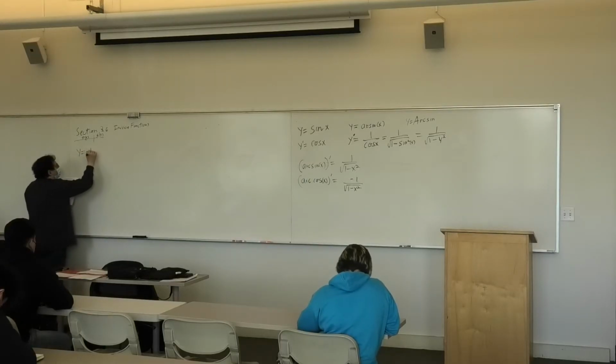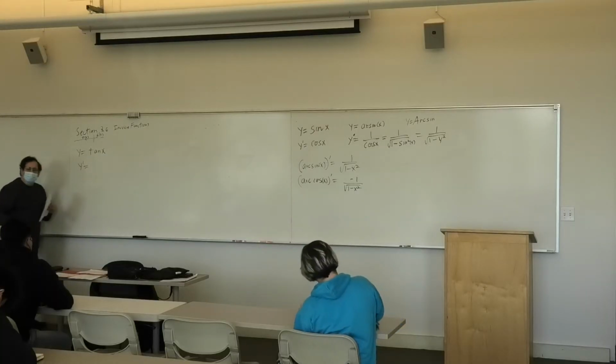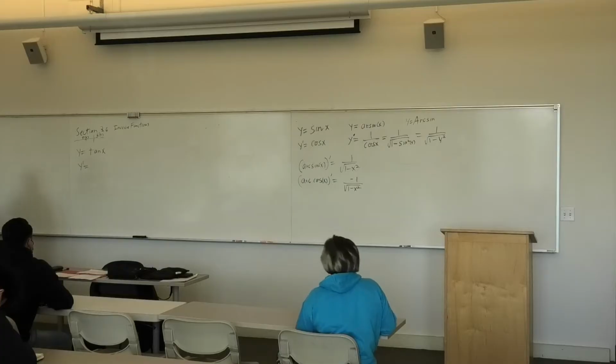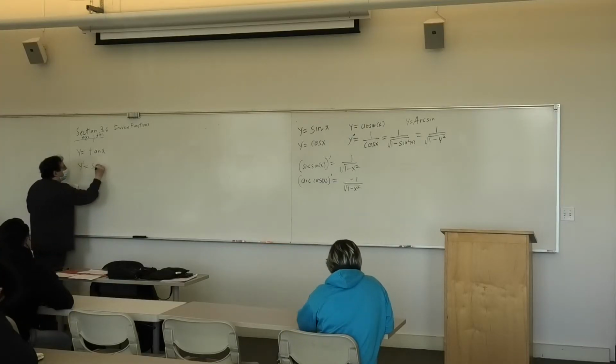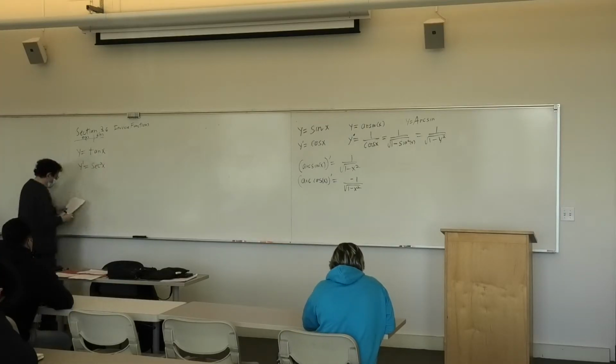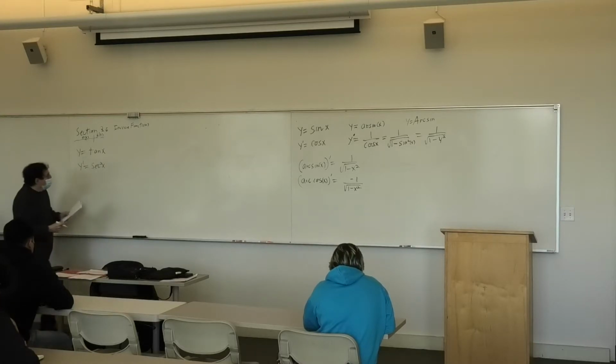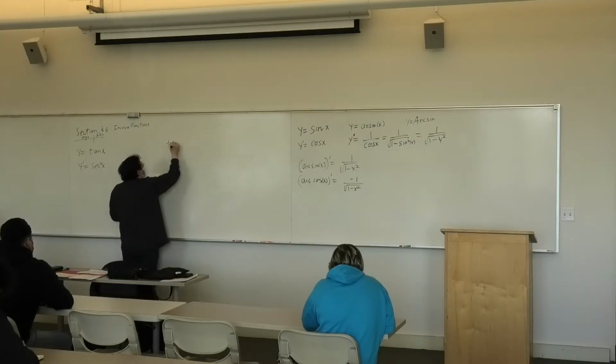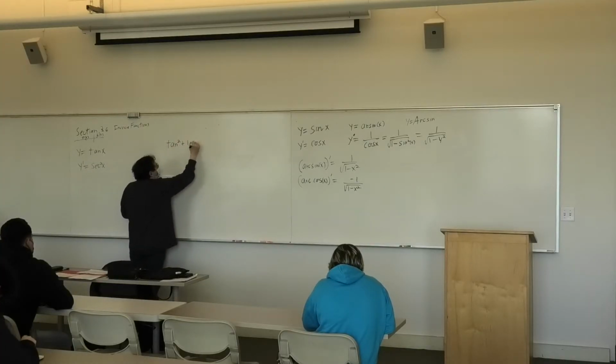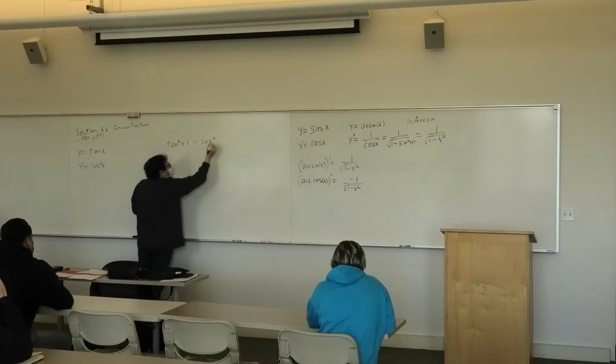We have y equals the tangent of x, and y prime equals, this is one we want to commit to memory. If not, you can put it on your notes. Anyone? Yes? Secant squared. And because it will come in handy in a minute, tangent squared plus 1 equals secant squared.